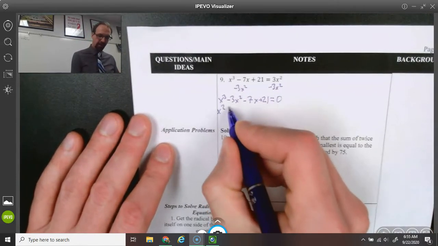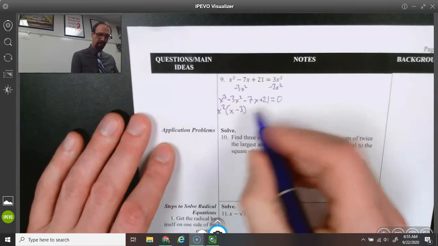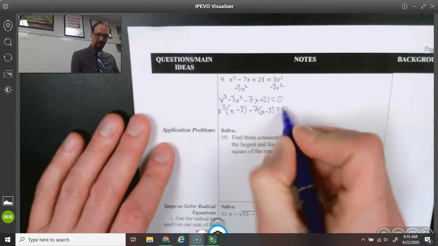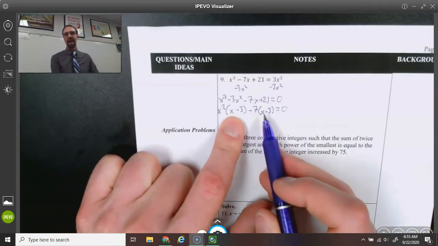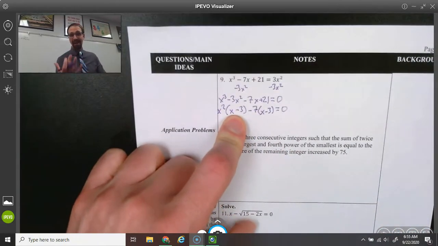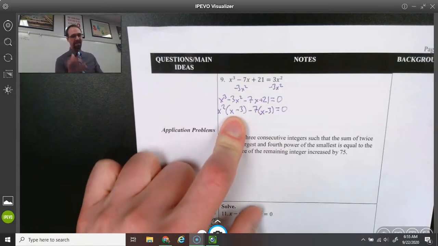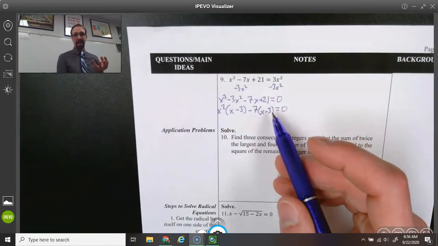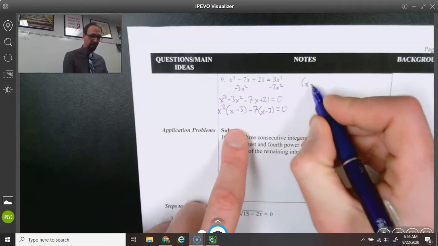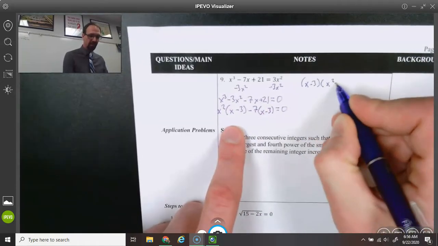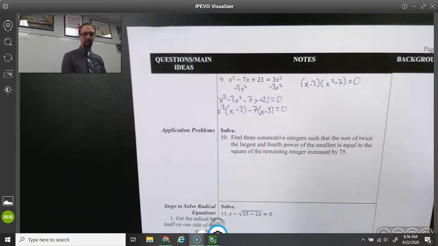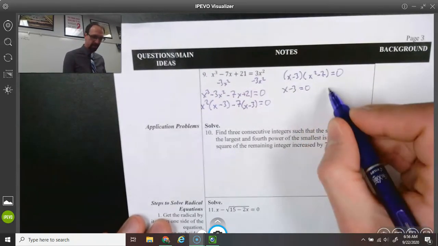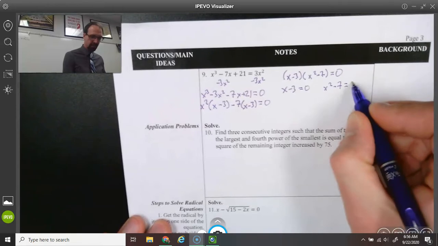If I factor out an x squared here, I'm left with x minus 3. If I factor out a negative 7 here, I'm left with an x minus 3. When you factor by grouping, the terms in parentheses have to be exactly the same. They can't be close; they have to be exactly the same. Because they're both x minus 3, you're factoring out that x minus 3 to come out with an x squared minus 7. Now I can set these equal to 0 and solve: x minus 3 equals 0, and x squared minus 7 equals 0.